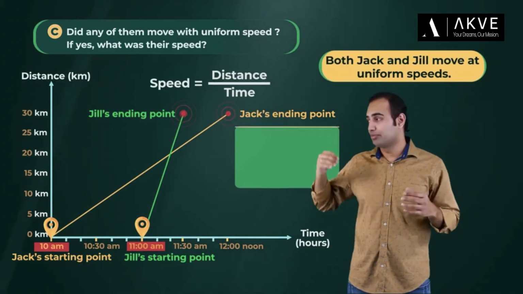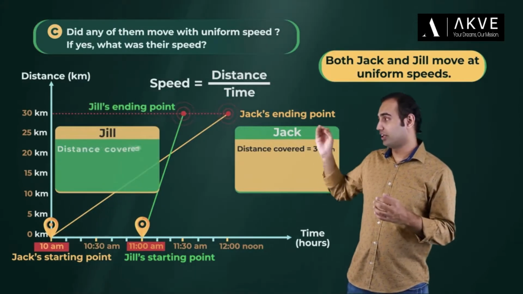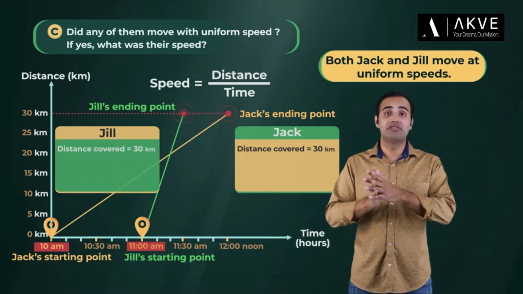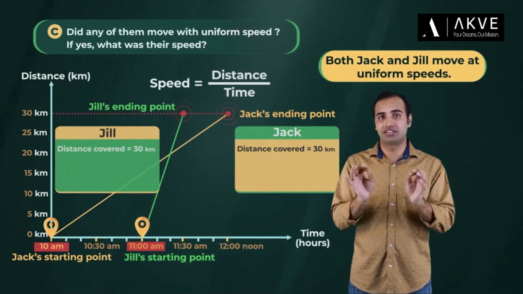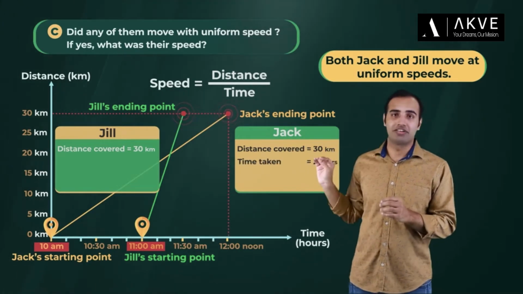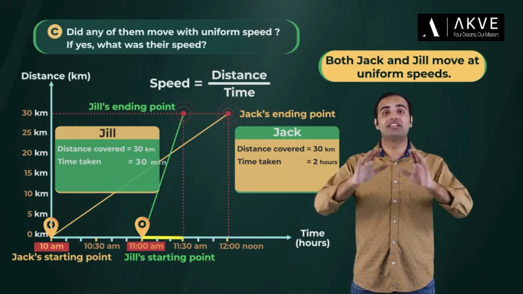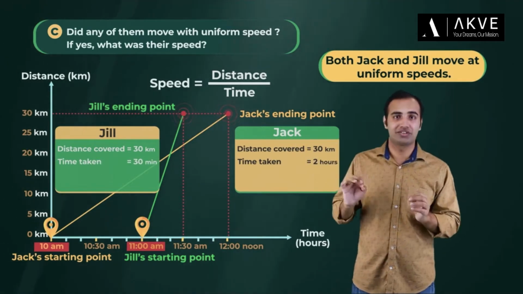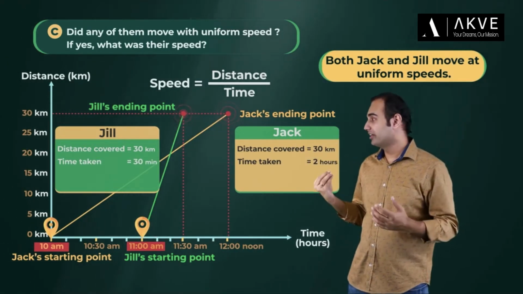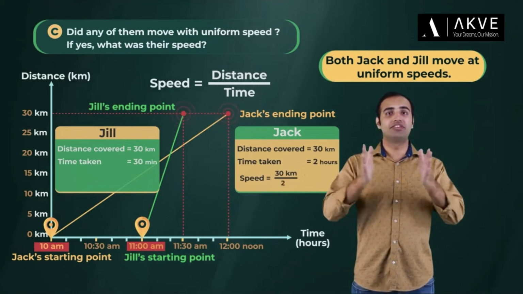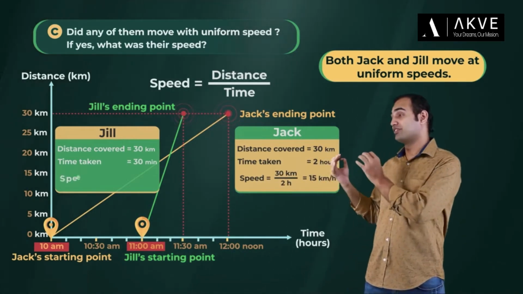Now distance covered by both Jack and Jill is equal to 30 kilometers, but there's a difference between the time they take to cover that distance. Jack takes 2 hours to cover that distance. You can see that from the graph, while Jill takes only 30 minutes or 1/2 hours to cover that distance. So from here, we get the speed of Jack as 15 kilometers per hour, while the speed of Jill as 60 kilometers per hour.